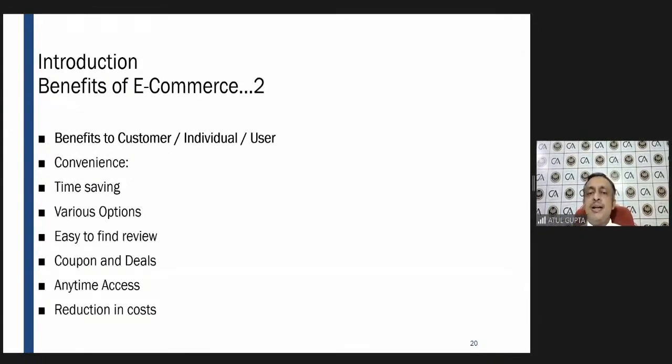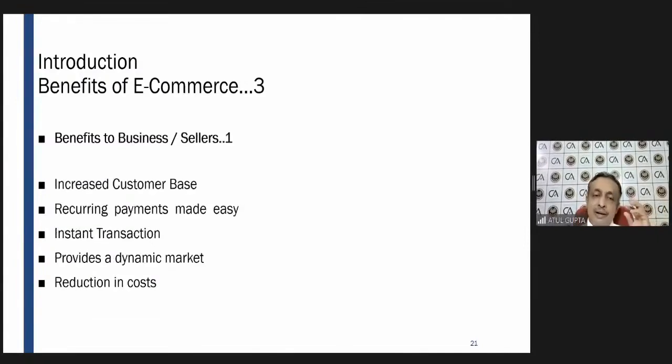So benefits to customers, individuals and users: convenience. One question was the step change in cash on delivery. Second question was the benefit to the government. So you're answering the two questions. Now, benefit to customer, individual and user: convenience, we agree. Time saving, huge options, easy to find reviews, online reviews, and we also need to give reviews ethically. Anytime, anywhere access, recurring payments made easy, instant transactions, provides a dynamic market, reduction in cost.